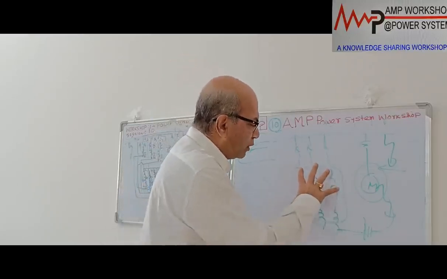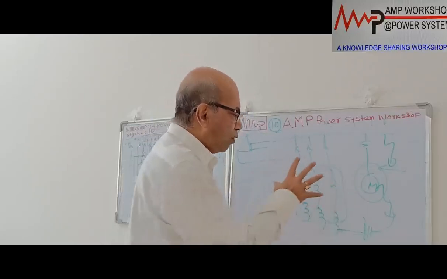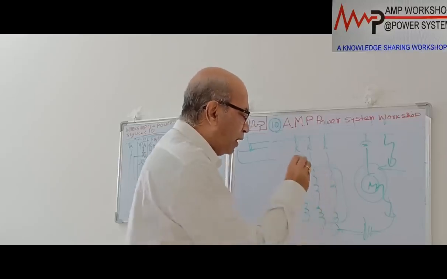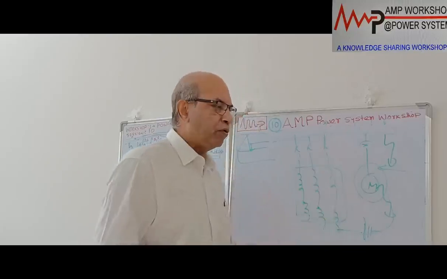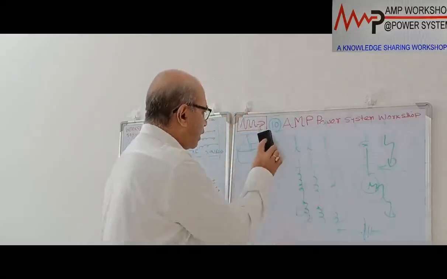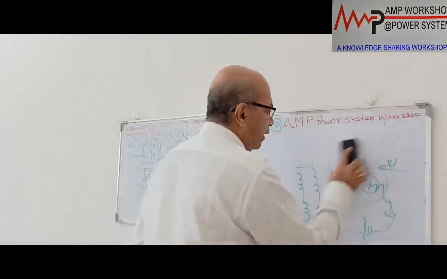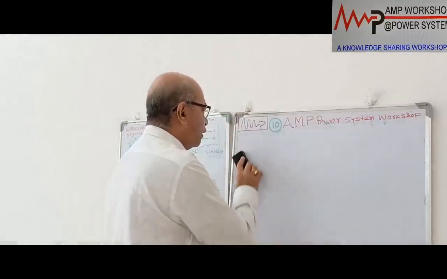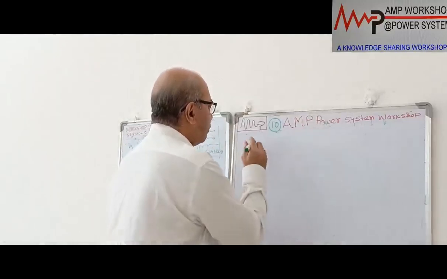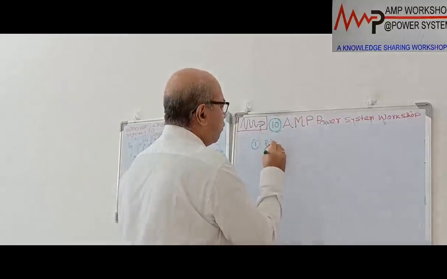That means when we use this grounding transformer, we have to look into the grounding transformer protection for the internal fault as well as backup for the external fault. These two parts we have to look into. So when the grounding transformer protection comes into play, it has two parts. One is the protection for internal fault.